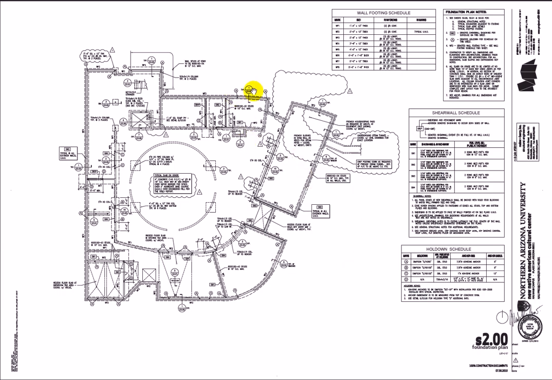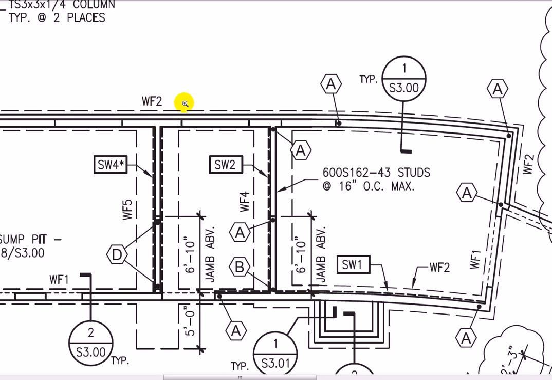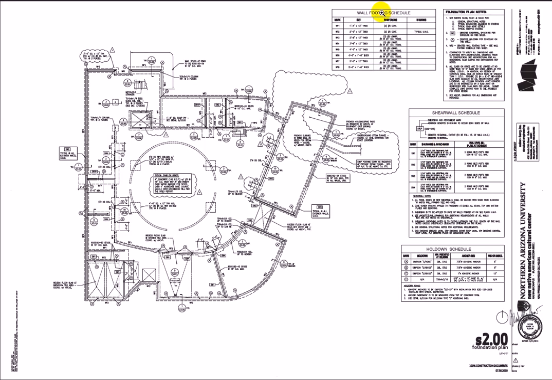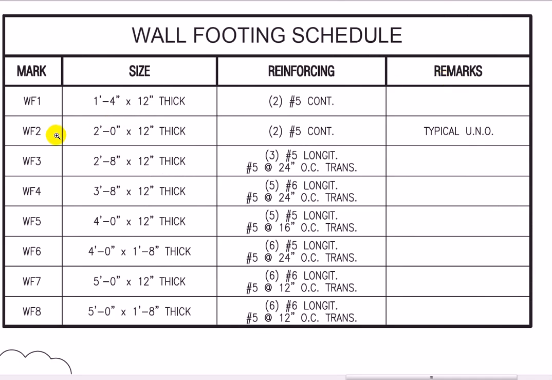So we were looking at S300. So let's jump into this little area here. This tells me wall footing number 2 is running along here. So I'd have to find a schedule with wall footing number 2 on it. And what I see over here is the wall footing schedule. So let's jump over here. So wall footing 2, 2 feet wide, 12 inches thick. It has 2 number 5 bars continuous.